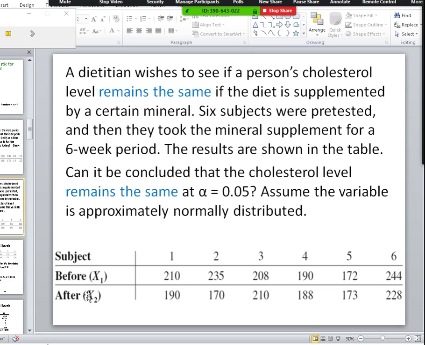If before and after remain the same, what are they? Are they less than, greater than, equal to, or not equal to, if they remain the same? Equal. They're equal. Exactly. So if they remain the same, they're going to be equal, which means that my claim is H naught in this case. So this time H naught will be my claim, which means that H1 will be the opposite of my claim, not equal to. Is that making sense for folks?